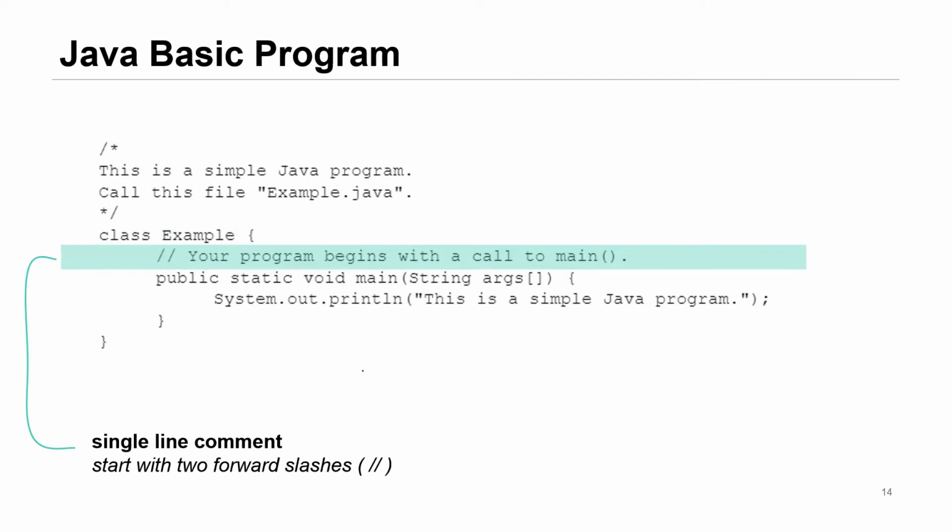This line here is called a single line comment. A single line comment starts with two forward slashes. Any text between the forward slashes and the end of the line is ignored by Java, or it will not be executed, just like multi-line comments.